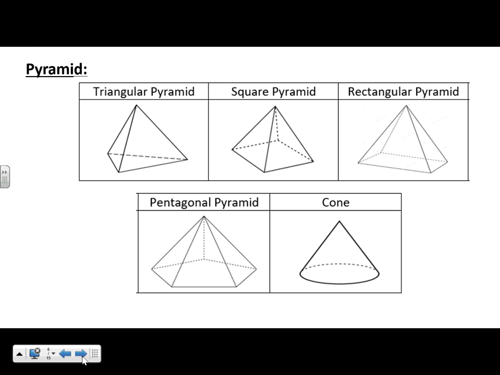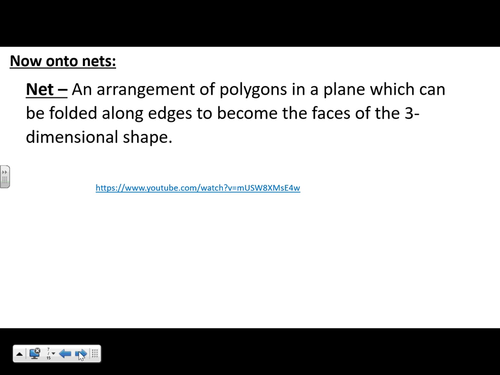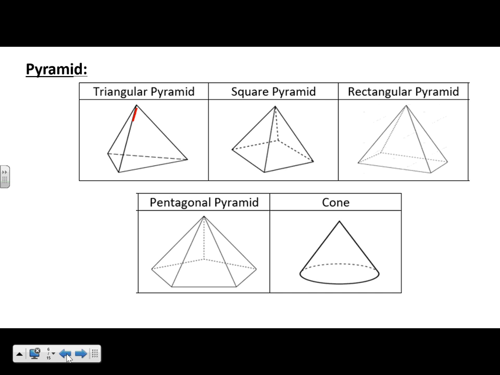And then same thing with pyramids. Triangle pyramid, the base is a triangle. We have square and rectangle pyramids, pentagon pyramids, cones. Again, you can have hexagonal prisms, octagonal prisms, whatever the base is, you can make that. And again, if you look, all these sides are triangles here. Every single one of these has triangle sides, and they all meet at one point, the vertex.